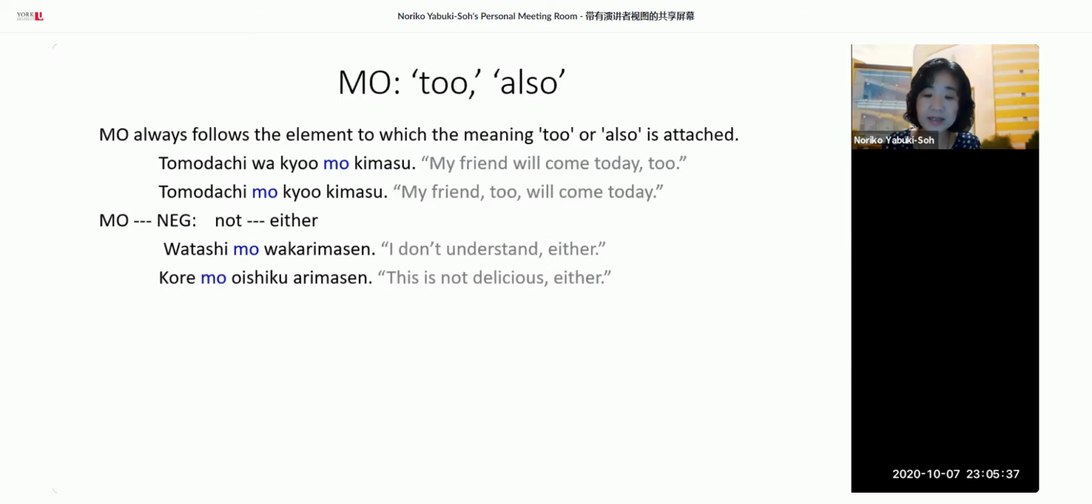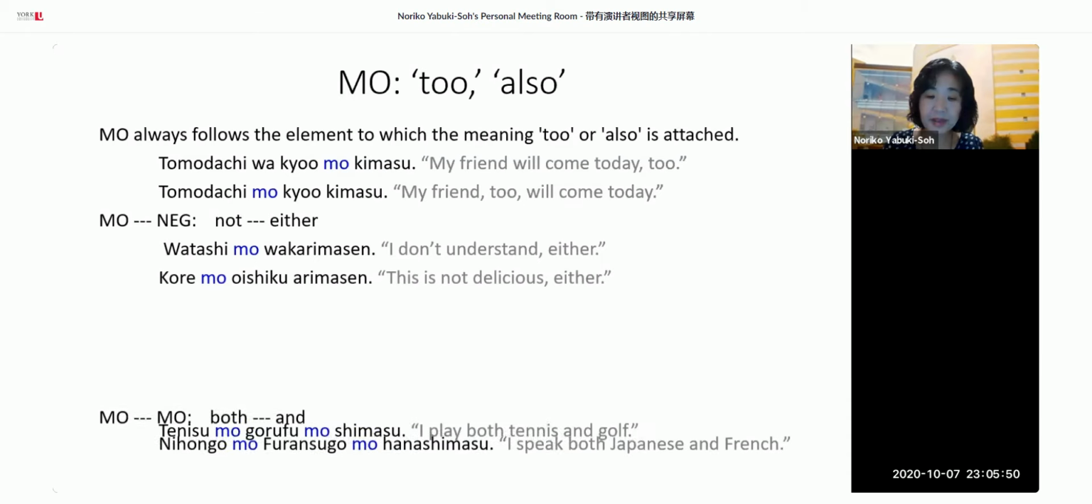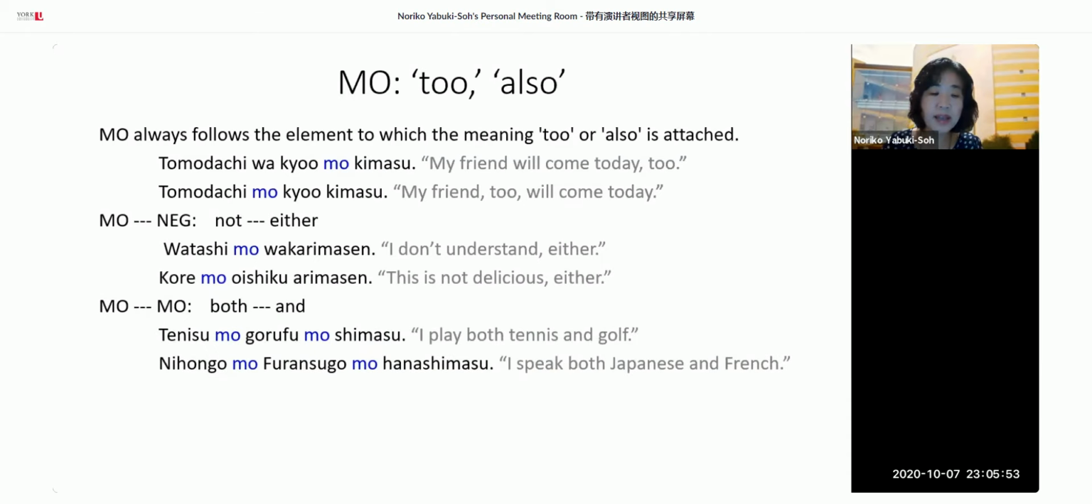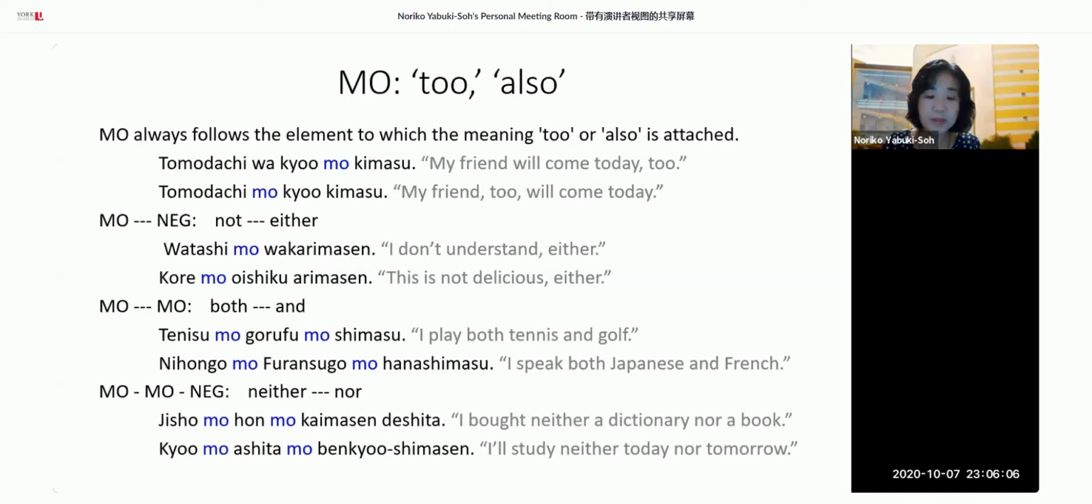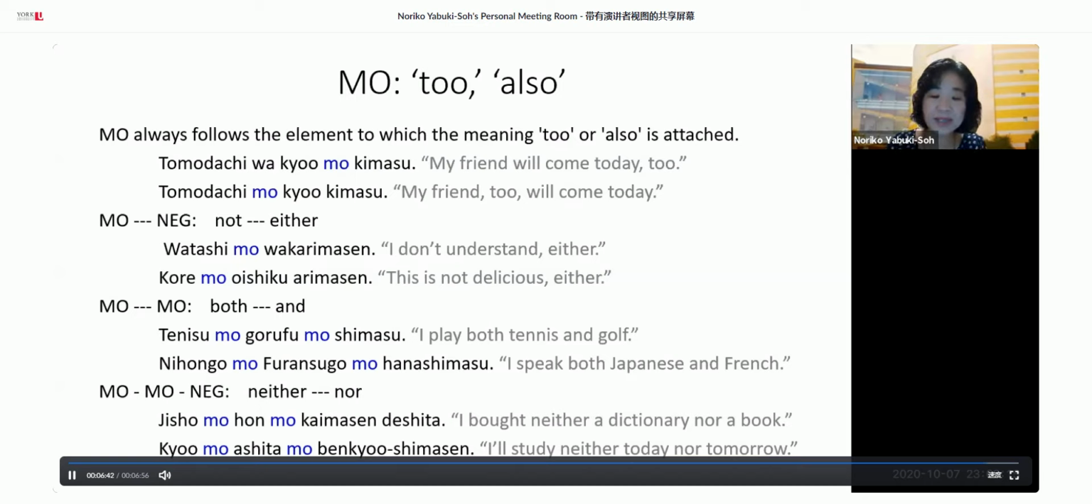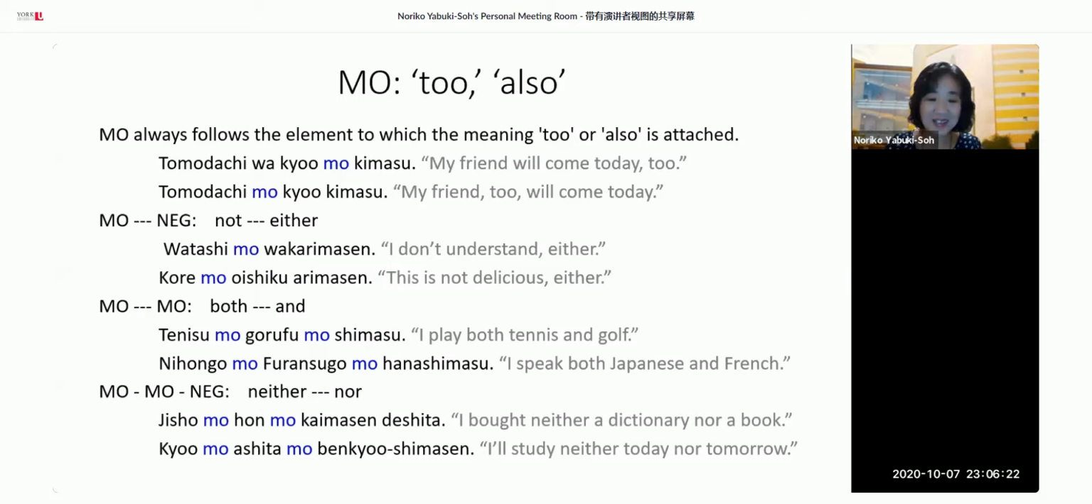も is also used with negative, and you do not have to use a different word, such as English either, as in, 私もわかりません and これも美味しくありません. When you repeat も, it means both A and B, as in テニスもゴルフもします and 日本語もフランス語も話します. Finally, も can be repeated and used with negative, meaning neither nor, as in 辞書も本も買いませんでした and 今日も明日も勉強しません. Okay, so that is it about は and も.